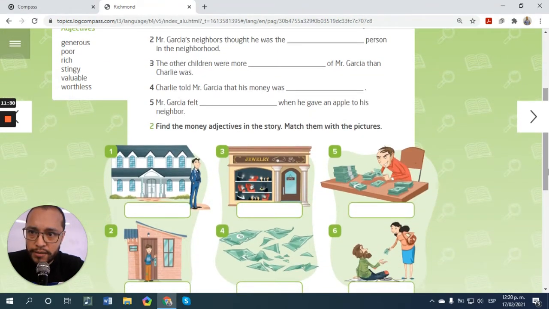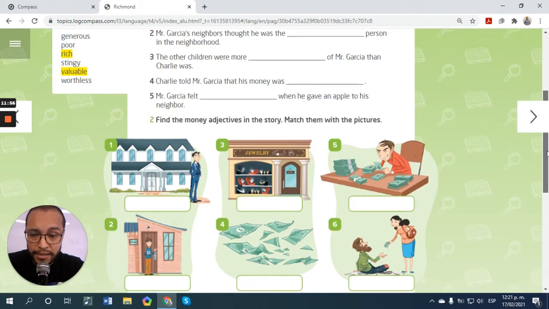The number 1, I would say, he looks rich. He looks rich, so this word is the one that we might be putting here on the first space, rich. The second says jewelry. I would say the word that you gotta put there is valuable. Valuable on the number 3, because those things are really pricey. Those things are worth a lot of money, so you gotta give a lot of money to get them. So that's what we call valuable.